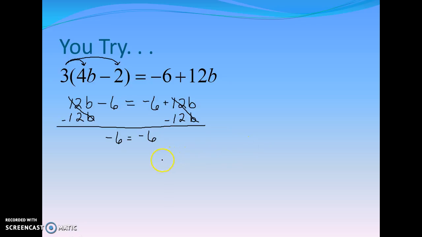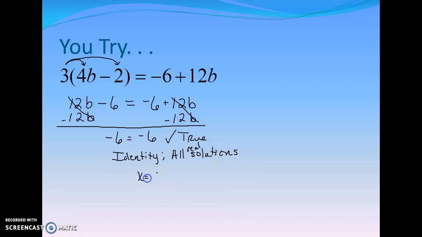So at this point, with no variables left in the equation, you're going to ask yourself the question, is this a true statement? Is negative 6 actually equal to negative 6? Well, yes, it is. This is a true statement. That means you can call this equation an identity. And you can also say that the solution for x is all real solutions. Technically, we say all real, but all real solutions is what the value of your x is.